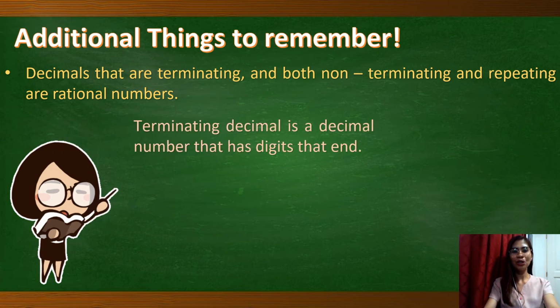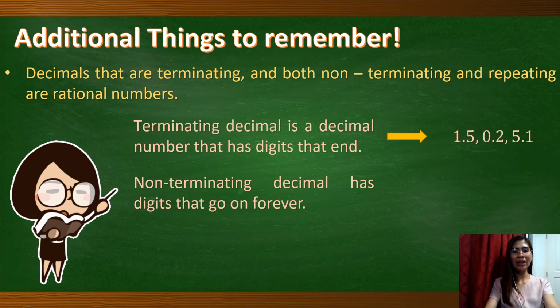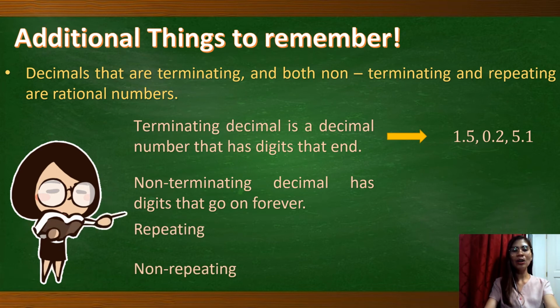Let us start with terminating decimal. It is a decimal number that has digits that end. Examples are 1.5, 0.2, and 5.1. While non-terminating decimal has digits that go on forever. It means that we have an infinite number of digits. It can be repeating or it can be non-repeating.